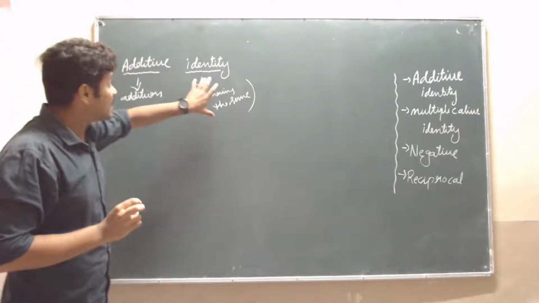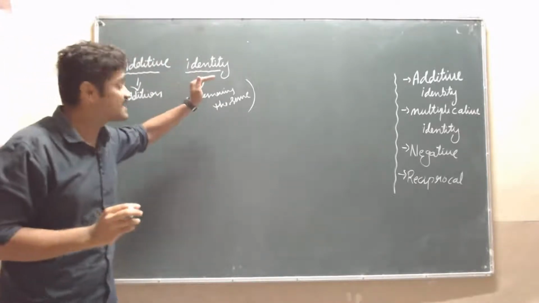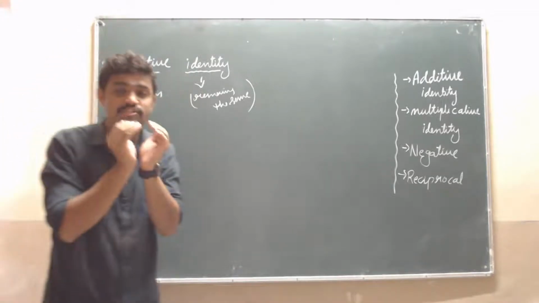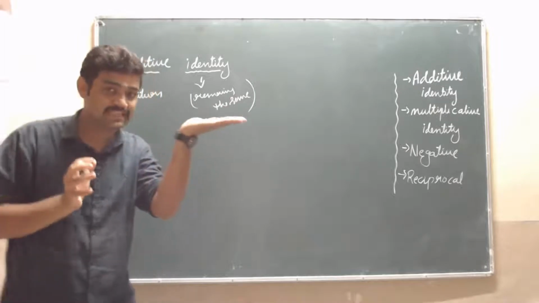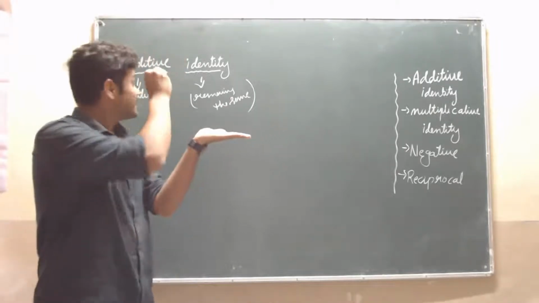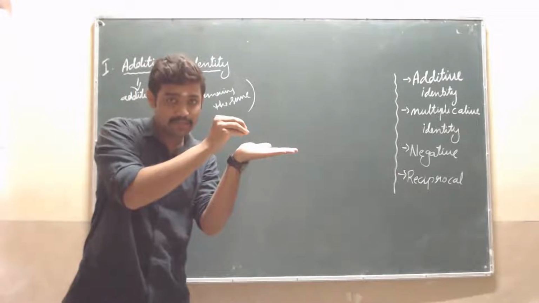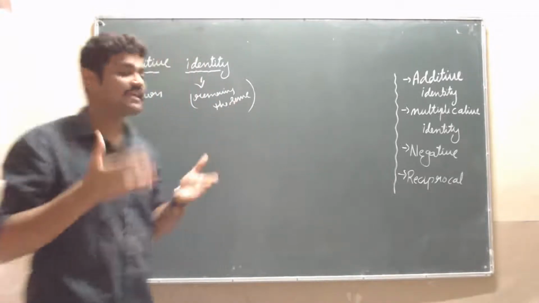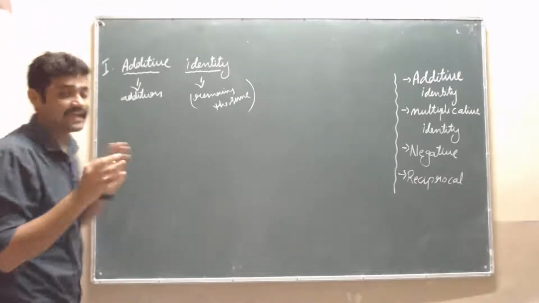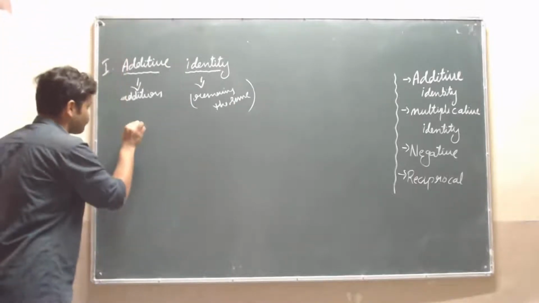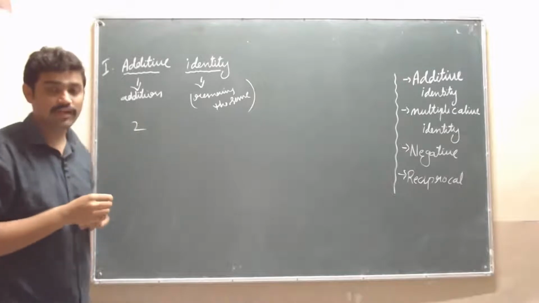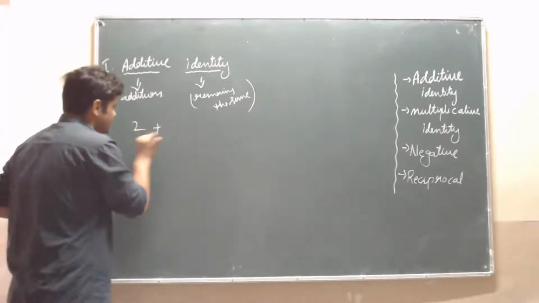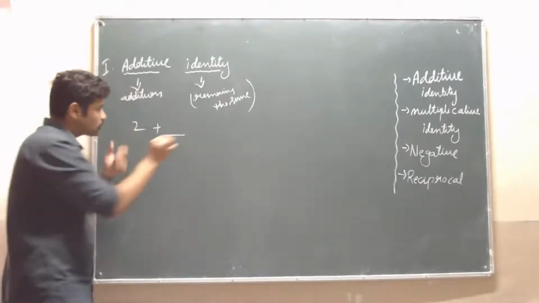See, identity means it doesn't change the number. When the identity is added to a number, the number is not changed. I will explain with some examples. Take any one natural number, that is 5 or 2. 2 is a natural number. Then see which number is added to 2 to get 2.